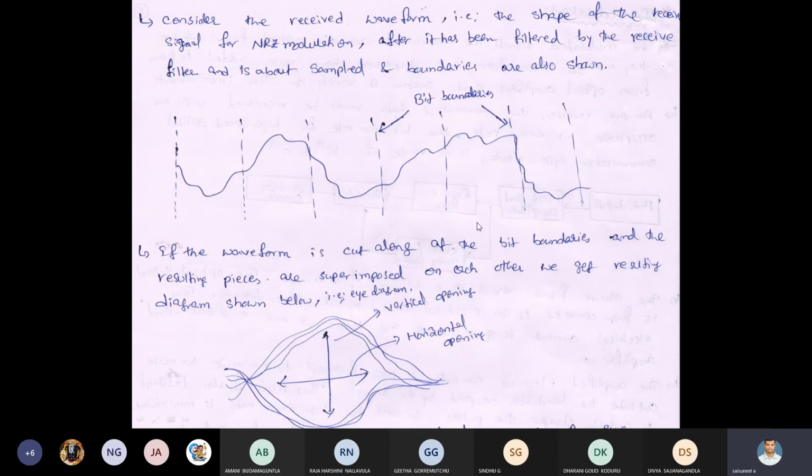That is, we have to cut the waveform along the bit boundaries, and the resulting pieces are superimposed on each other. We get a resulting diagram, shown in the figure. Let's take the eye diagram. Below the threshold we get this pulse, and this pulse we get down here. In the center, we have to draw this. This is our vertical opening of the eye. This is the horizontal opening of the eye.